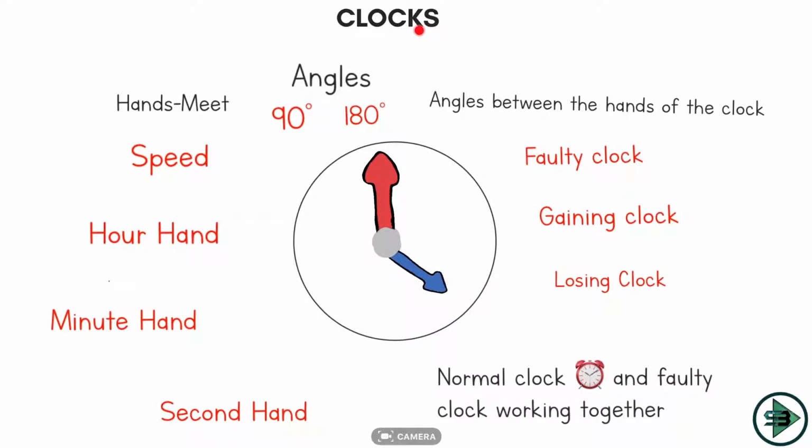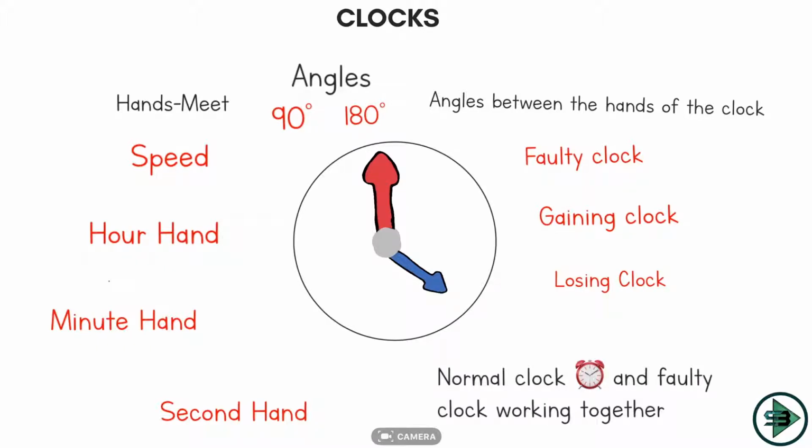So first we see what are the types of concepts that we study in clocks. We first start with understanding the speed of the hands, the hour hand and the minute hand. Second hand will not be covered here. Then we see the problems on when the hands meet, when will the two hands of the clock coincide. Then we see the problems where the angle between the two hands of the clock is 90 degrees, 180 degrees. What is the time during that, how many times it happens in 1 hour, and such concepts related to angles.